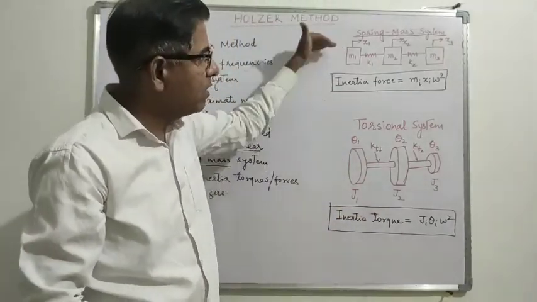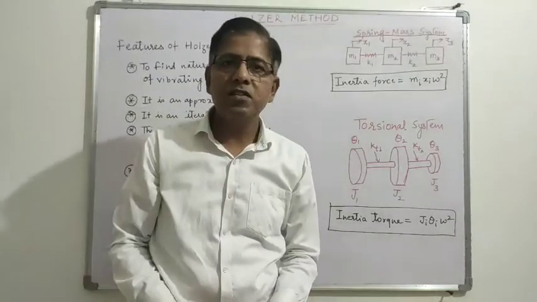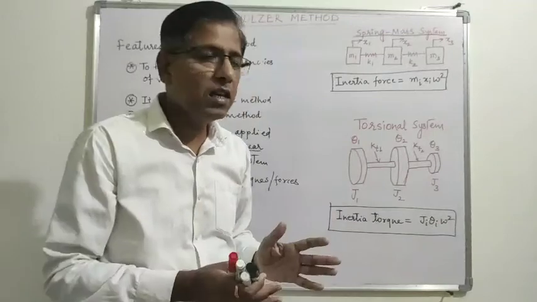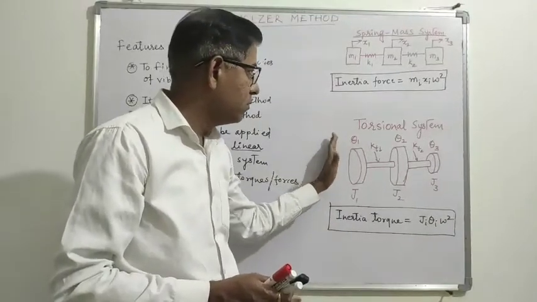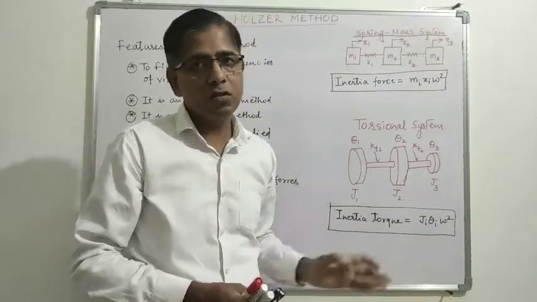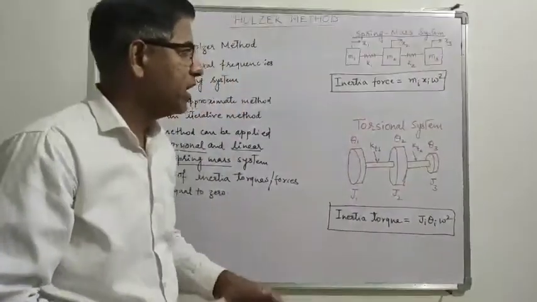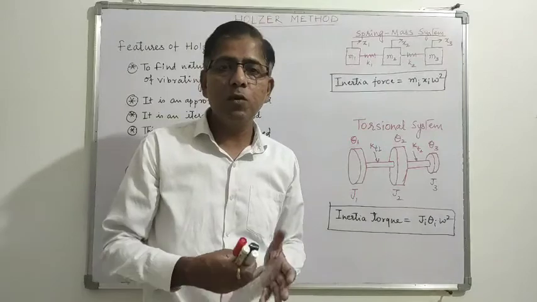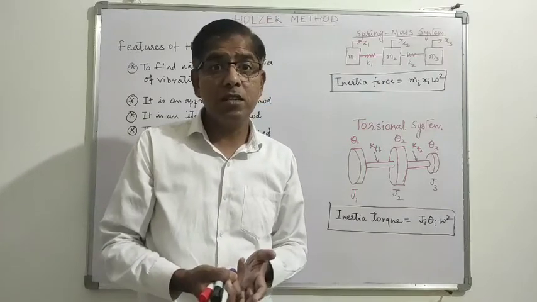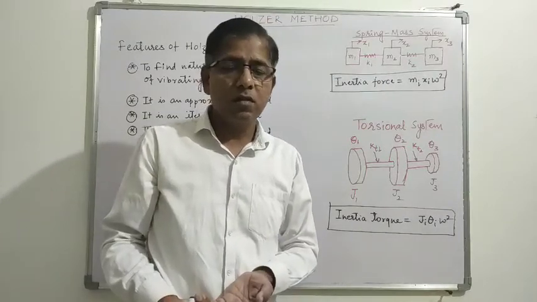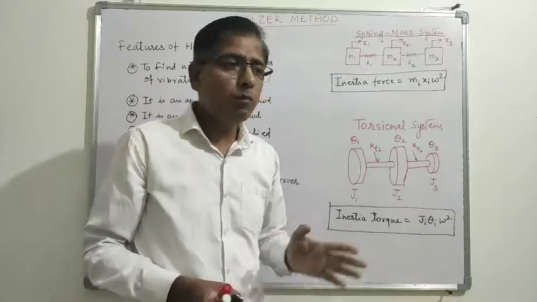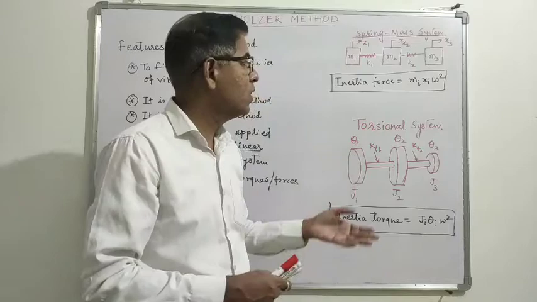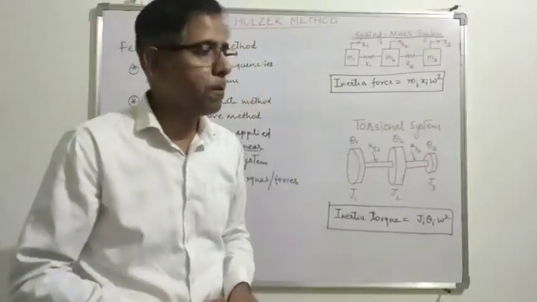So we can apply this method to torsional system as well as spring mass system, but basically it is invented for the torsional system. So whenever the question comes whether the Holzer method is applicable to torsional system or spring mass system or both, then your answer would be both. You can apply it to the spring mass system as well as to the torsional system.